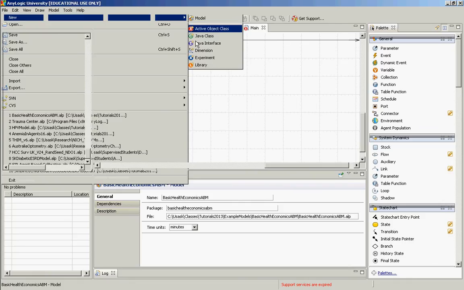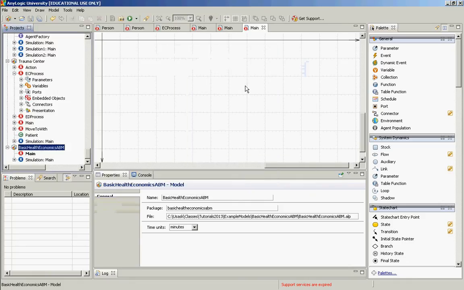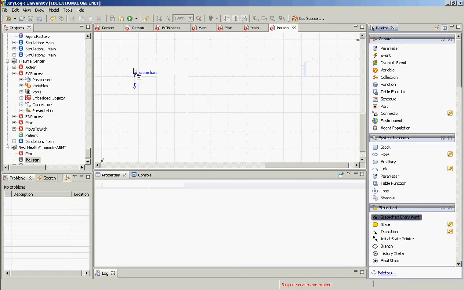But now that I've created it, I've right-clicked here, and I'm going to create a class called Person, which is going to represent my agents. I have to represent it using agents. And this is going to be an extremely stylized representation, since the focus here is on the cost economics components.